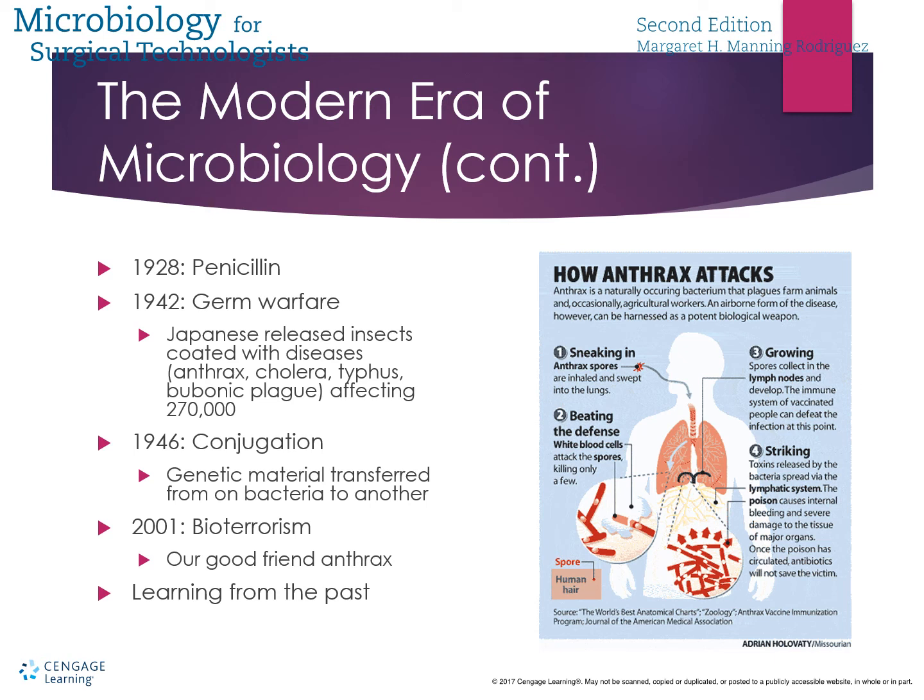And then in 1946, we discovered that bacteria could do this amazing thing called conjugation. Conjugation is the coupling together, or the process in which genetic information is transferred through cell-to-cell contact between bacteria. Bacteria are sneaky little creatures. We're going to learn that as we dive into this a little bit more. And then in 2001, bioterrorism, thanks to our good friend anthrax.